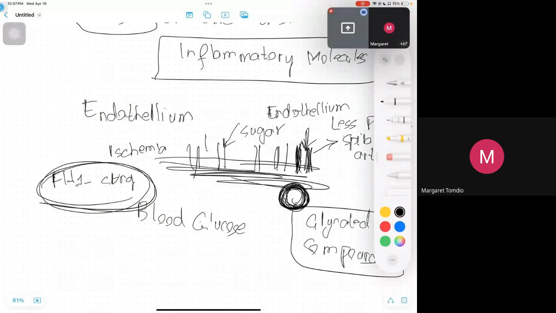There will be increased vasoconstrictors, there will be nitric oxide production, which will lead to vasospasm, and then the whole body will be affected, and then the kidneys and the liver start to become affected. So that's how diabetes plays a major role in preeclampsia.